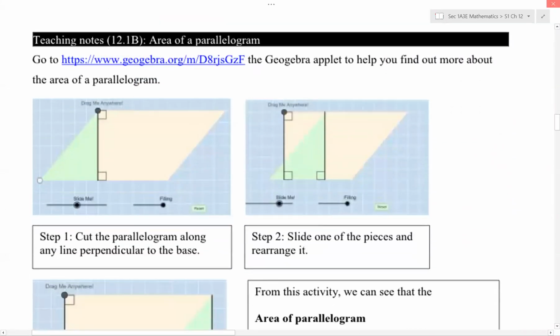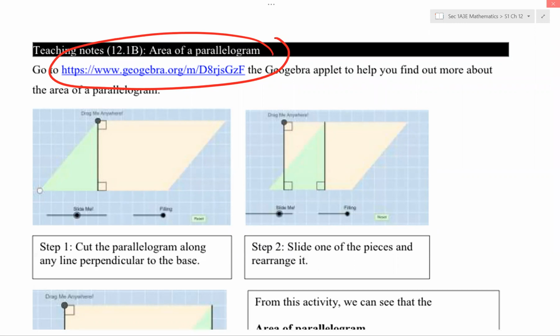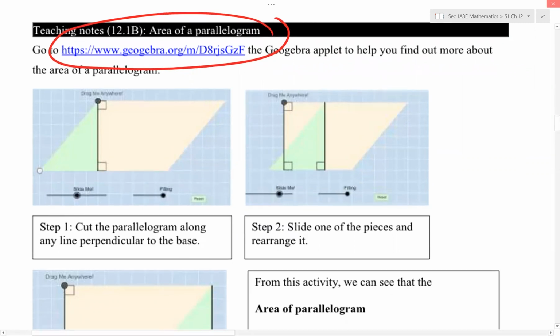Okay, now, next, we have area of a parallelogram. I hope you have already gone online to try how to derive the area of a parallelogram. So if you haven't, I'm not going to go to the website to show you now. Do it at your own time at home. Basically, okay, look up.